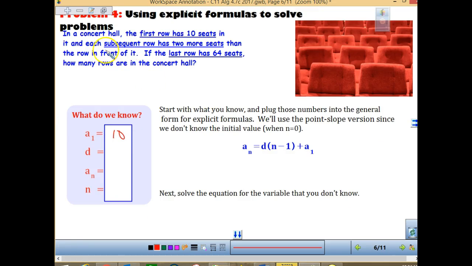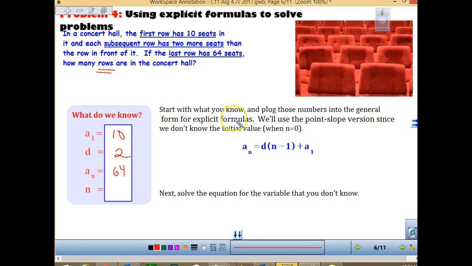10. Each subsequent row adds 2 more seats, which means our common difference is 2. The last row has 64 seats. A sub n is 64. We just found out that this was 64. And the question says, how many rows are there?